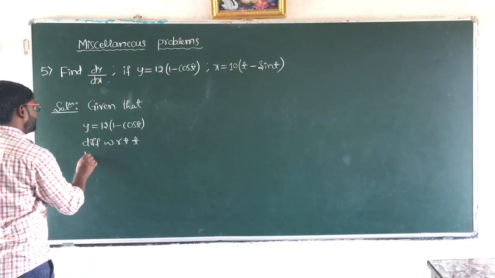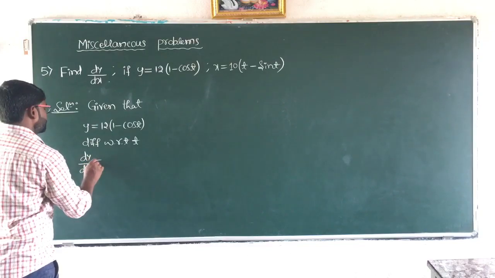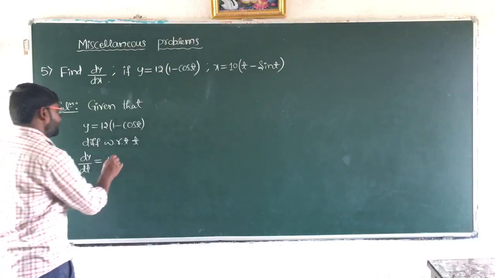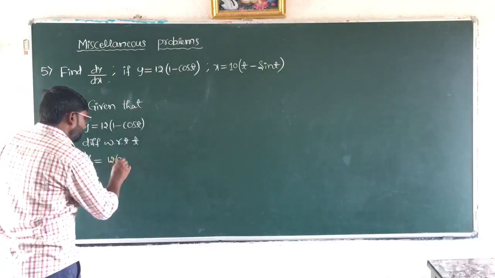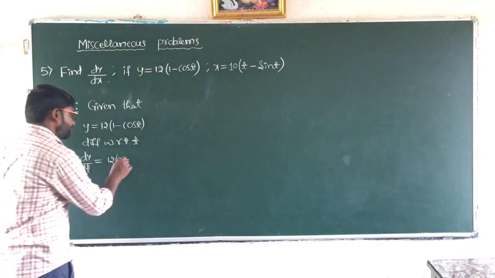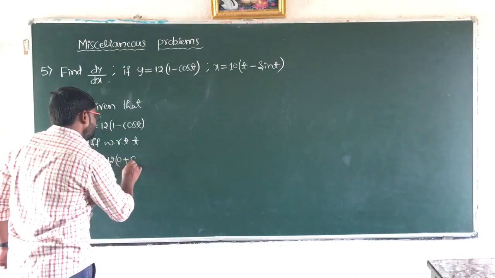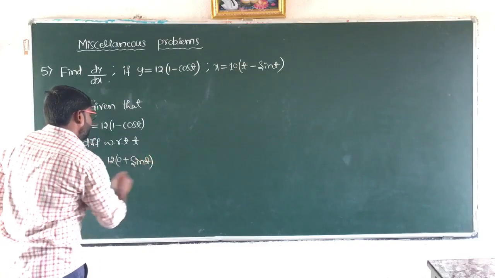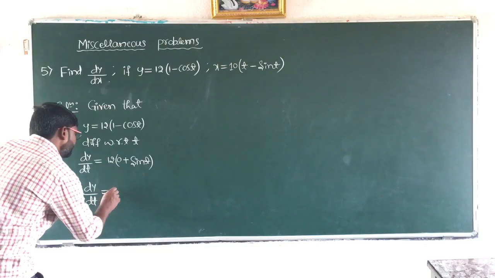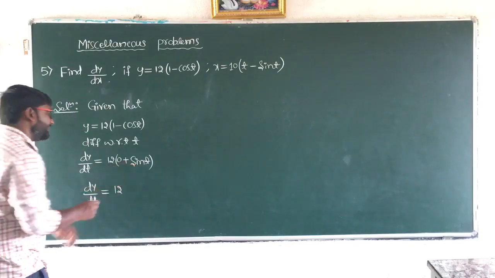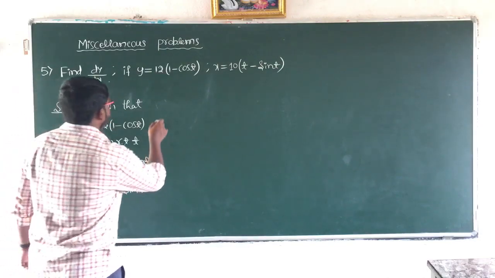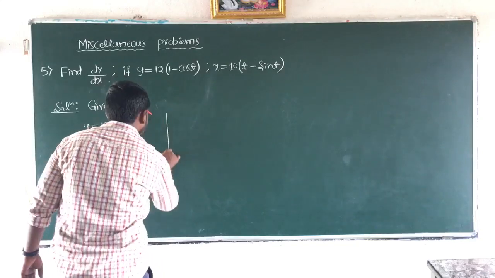We get dy by dt, which is equal to 12, a constant, written as it is. Then inside, derivative of 1 will be 0 minus derivative of cos t, which is minus sin t. Minus into minus becomes plus. It is sin t. So now dy by dt is equal to 12 into 0 plus sin t, it is sin t. So we get 12 sin t.